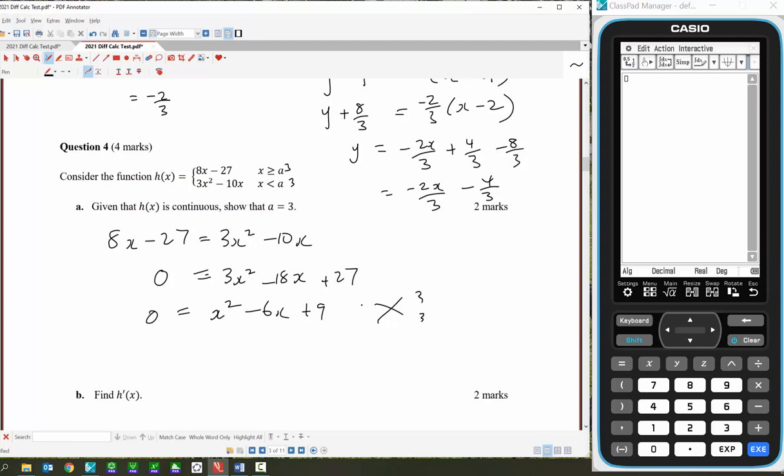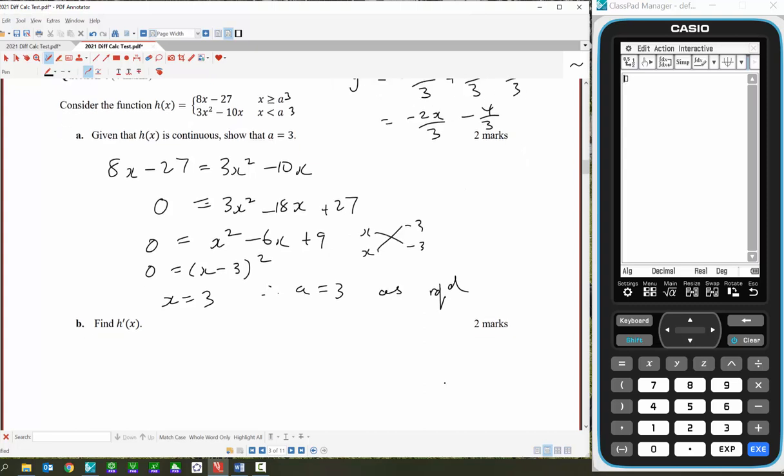That's going to be 3x and negative 0 equals x take 3 squared, and solve it. x equals 3, therefore a equals 3 as required.